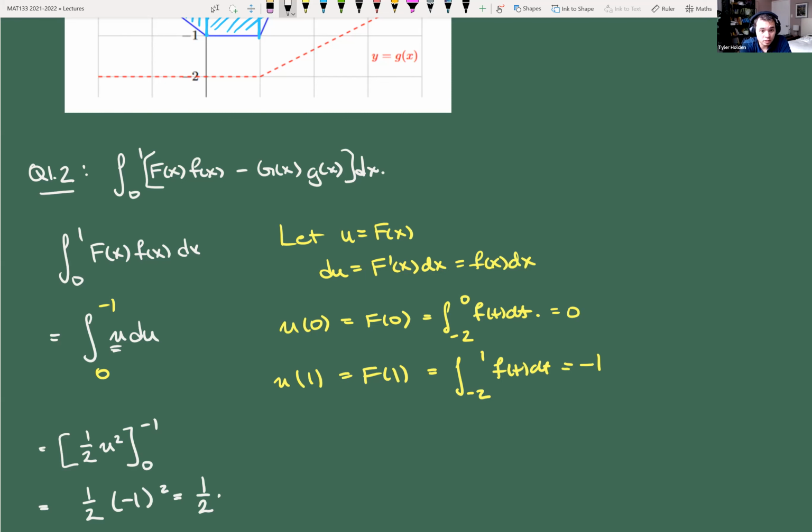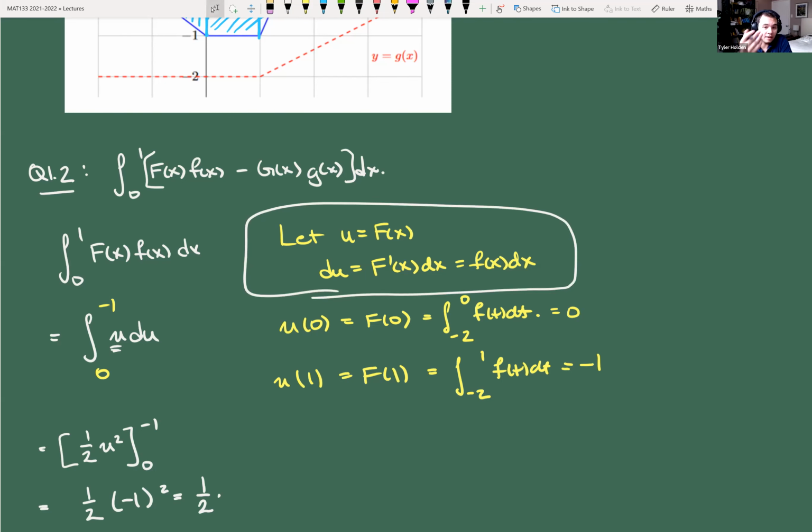Now, capital G times little g is basically the exact same sort of thing, but you're going to have to do a different substitution. And again, you're going to have to figure out what capital G of 0 is and what capital G of 1 is, and these sorts of things. But it's still the exact same type of substitution. It's effectively the same problem. Problem 3 is also the exact same substitution.